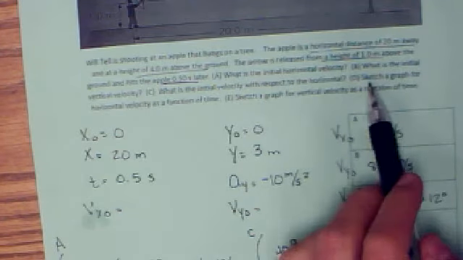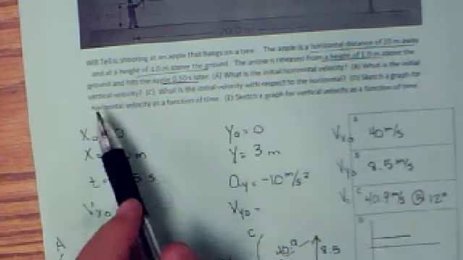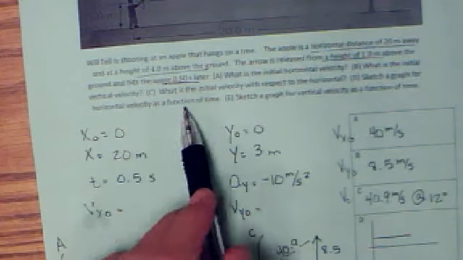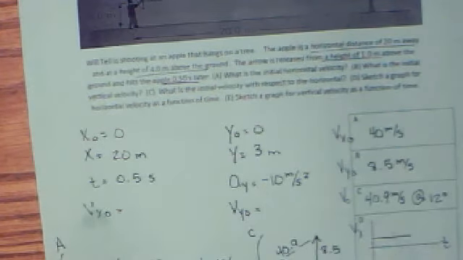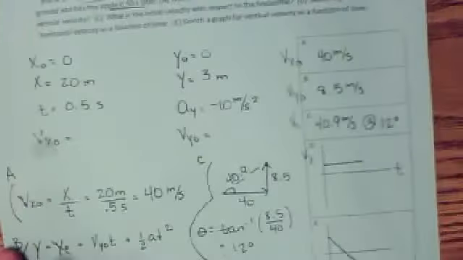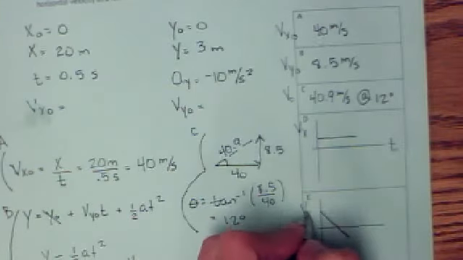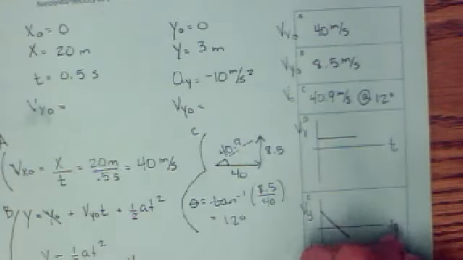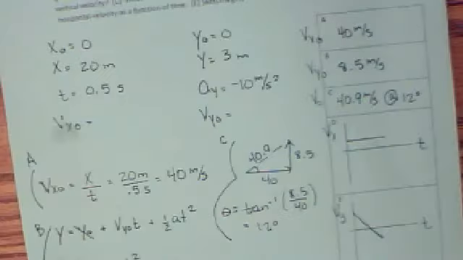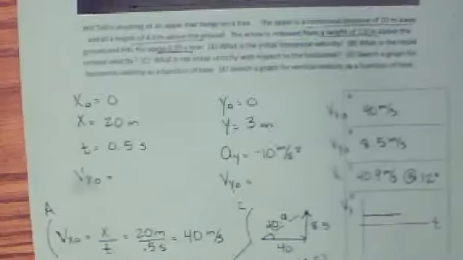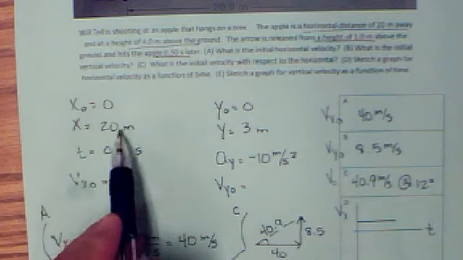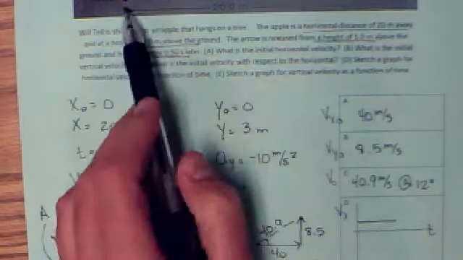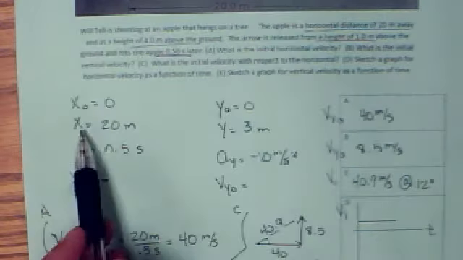Okay, D, I have to sketch a graph for horizontal velocity as a function of time, so Vx as a function of time. And then E, I have to sketch a vertical velocity as a function of time. Okay, so to start out with, here are the things I know. X naught is 0 and X is 20. The horizontal distance is 20 meters.